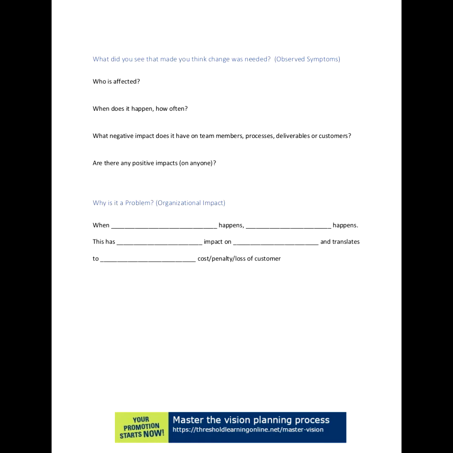The first step in the workbook is to identify the symptoms that you're observing. Who's affected? Is it you? Is it your group? Is it one person in your group? When does it happen? Is it a one-off? If it's a one-off, you're probably not going to go around and try to change the organization so it doesn't happen again, unless it was something really serious, like a workplace accident. Who's affected? When does it happen? How often? Can you predict when it's going to happen again? When it happens, what negative impact does it have on team members, processes, deliverables, or your customers?